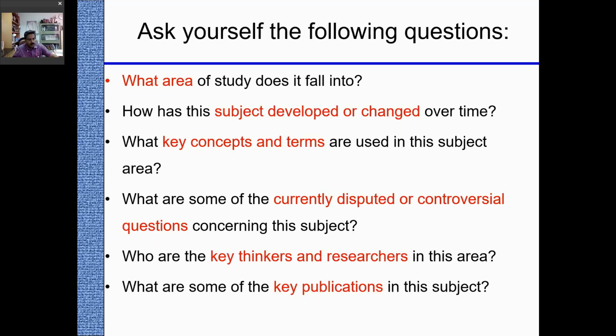Now, after you have chosen the thesis topic as per the thought process I just outlined, there is a post test also. For the thesis topic you have chosen, you have to ask certain questions to yourself. So, this topic falls in which area? How this topic, or how this issue on which this thesis topic is based, has developed or changed over time.